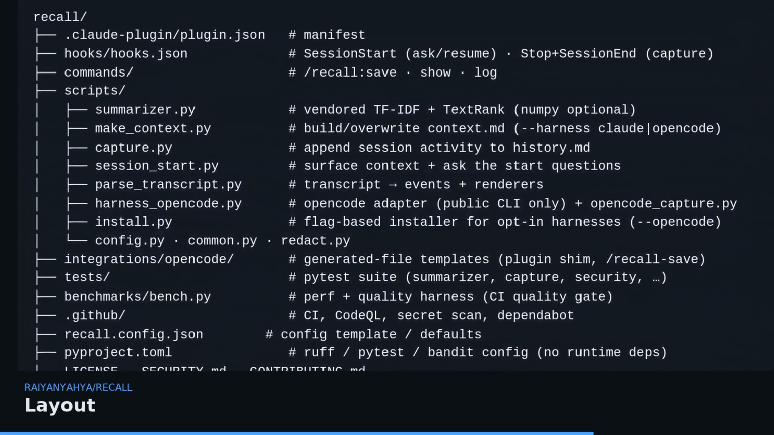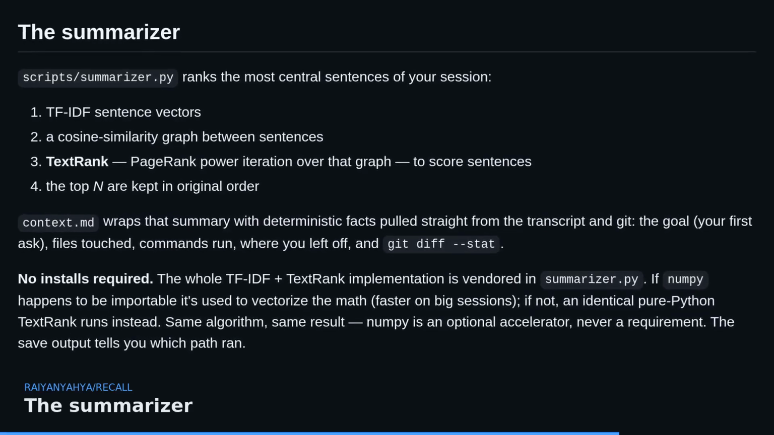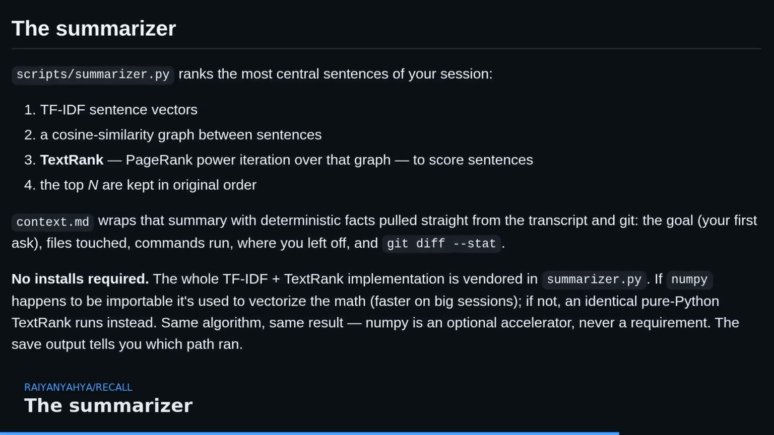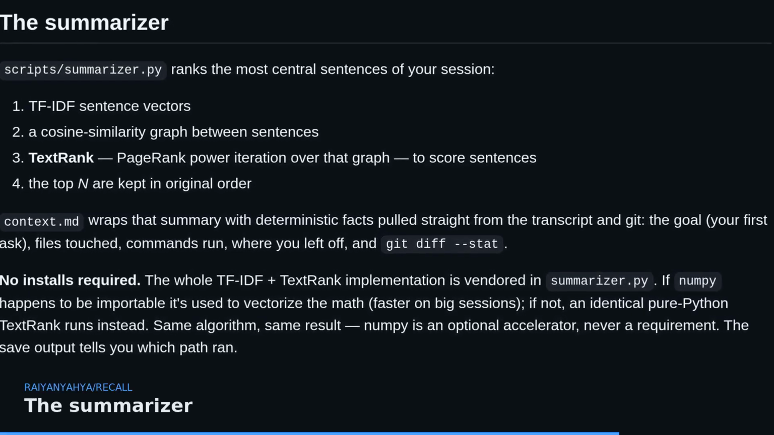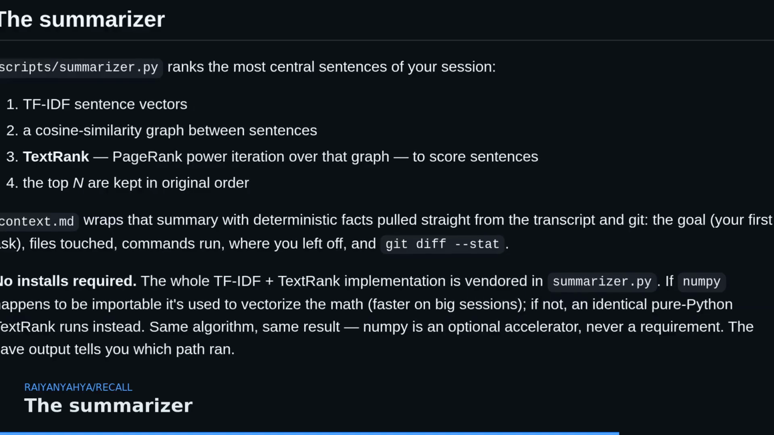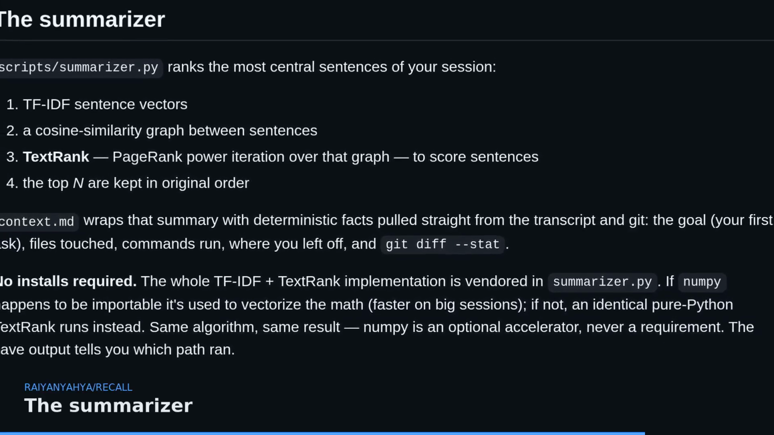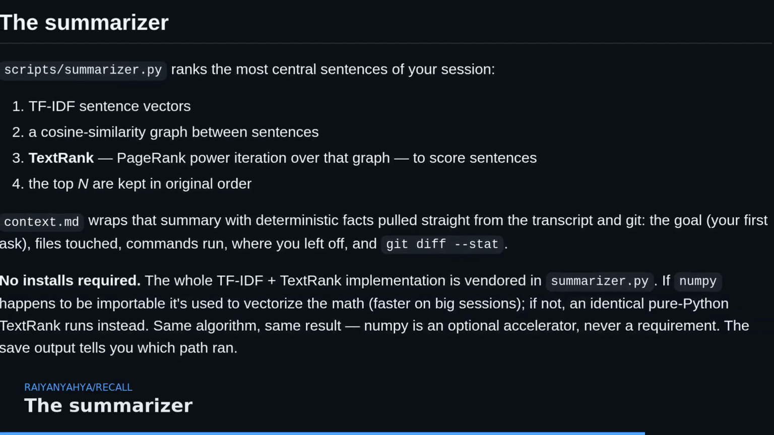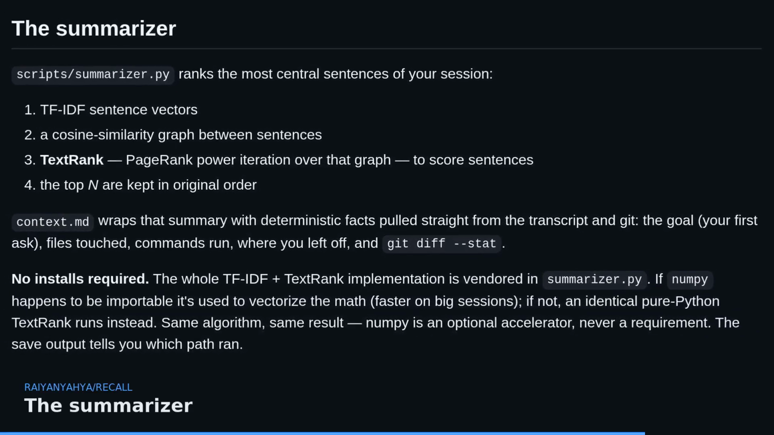How does the summarizer work in makeContext.py? The summarizer in makeContext.py runs on demand, typically just before ending a session. It uses the extractive summarizer to produce the summary section of context.md. The rest of the file is derived deterministically from the transcript in Git, ensuring that the summary is an honest and reproducible digest of the session.